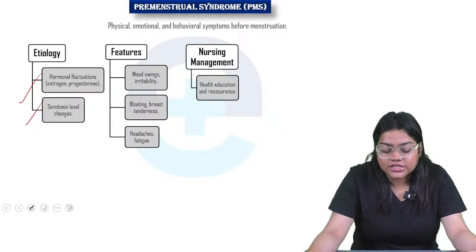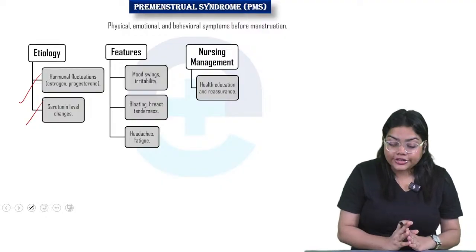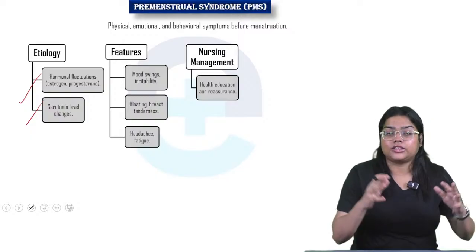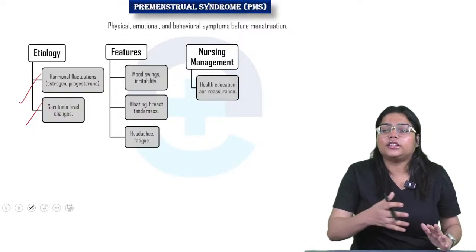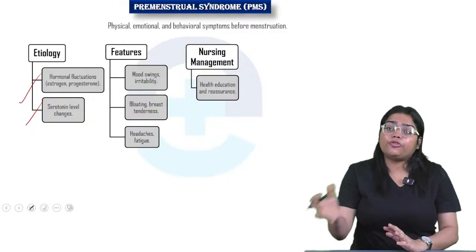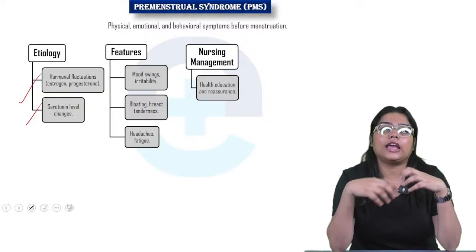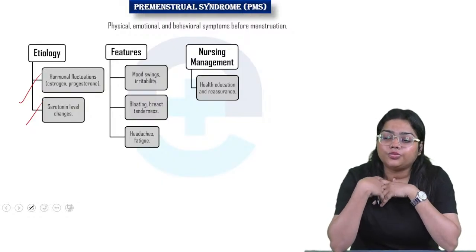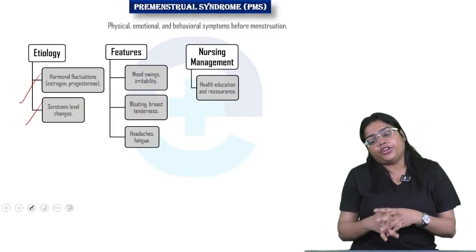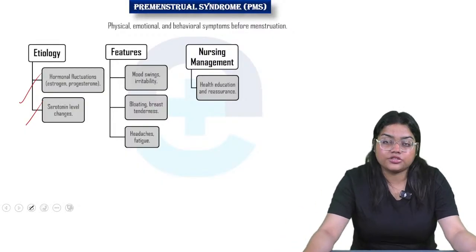Next we have nursing management. So as a nurse, how can we manage this condition? First, we have to give health education and reassurance to the patient and the family members regarding menstruation: what menstruation actually is, why this is happening, and why the girl is having these kinds of symptoms or physical appearance changes before the age of puberty. We have to explain that briefly, because it can sometimes produce taboos, and sometimes the girl will not feel confident enough about her body. So health education and reassurance is very much needed.